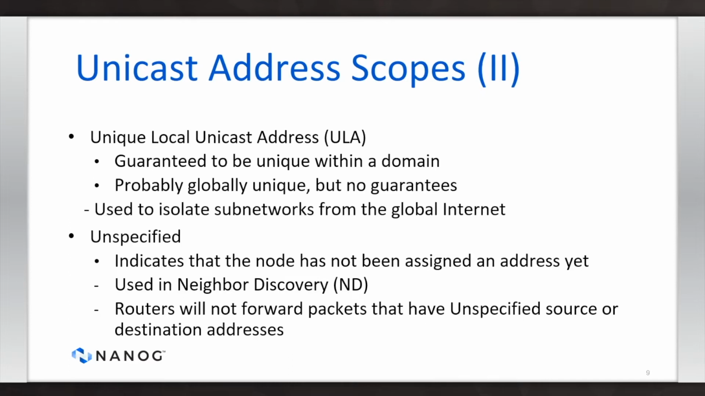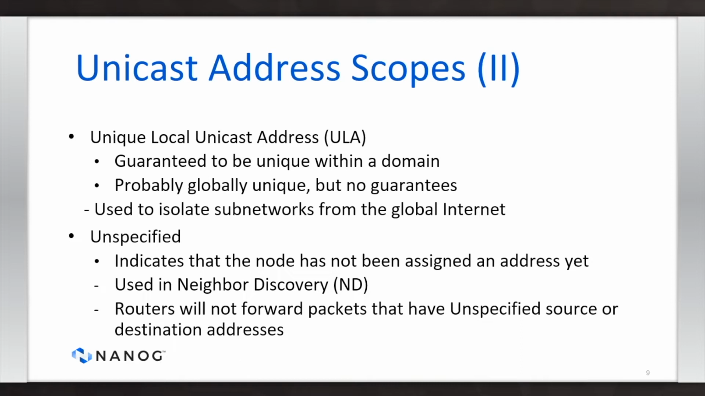We have a couple more scopes. One is called the unique local unicast address. It's guaranteed to be unique within a domain. It might even be unique globally, but there are no guarantees. And it's used to isolate subnetworks from the global internet. Now, when people see ULA, they tend to say, oh yeah, this is just like an RFC 1918 address. Well, yes, but not exactly, almost. And we'll talk about the differences between ULA and RFC 1918 later.